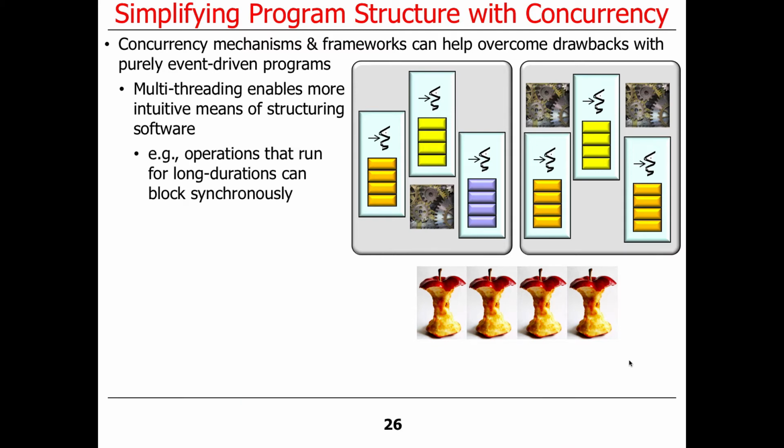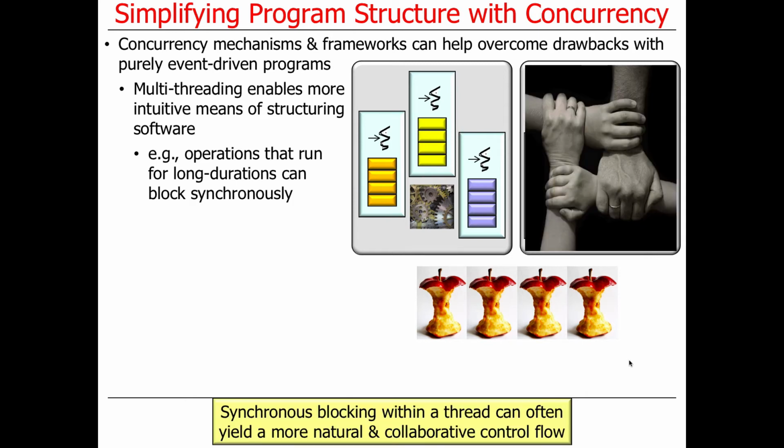So what we're going to do is take operations that are going to run for a long time, and we're going to allow them to block synchronously. And this is going to simplify some aspects of the code. The reason is that synchronous blocking within a thread often yields a more natural and collaborative control flow. Does anybody know why that is? What is the thing about allowing blocking in a thread that helps to simplify things to some extent versus an event-driven approach? Bruce?